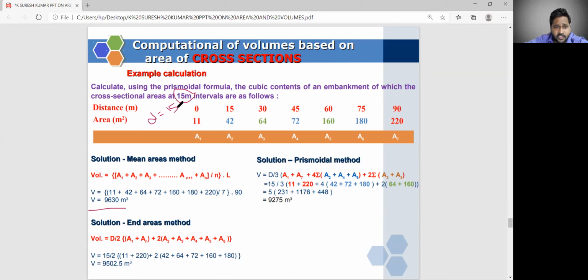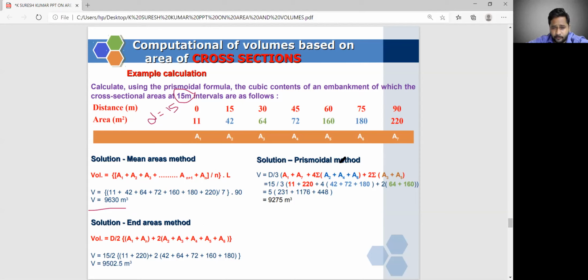The same area, if you calculate using the end area method, we know the distance, that is 15 by 2, into first ordinate 11 plus last ordinate 220 plus 2 into the remaining 42, 64, 72, 160 and 180, which gives 9502.5. So you do not have much difference. It is about 130 meter cube difference if you use the end area method.